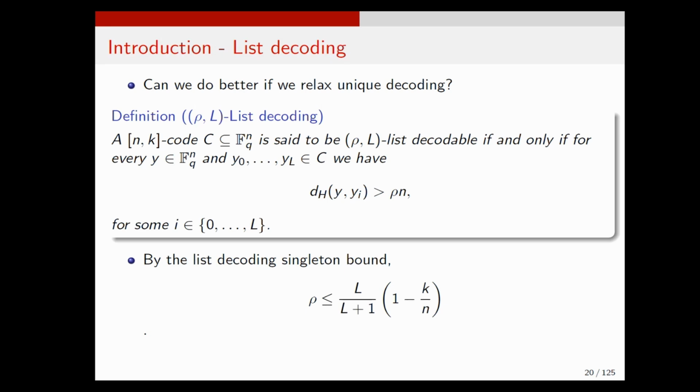And it turns out there is a list decoding Singleton bound. We will not be proving this, and it basically says that rho is upper bounded by L over L+1 times 1 minus k over n. Of course, when L is 1, we are just talking about unique decoding. And indeed, when L is 1, this bound says that the distance n rho is at most n minus k over 2, which is basically recovering our earlier Singleton bound. So we can uniquely decode up to n minus k over 2. We have this decoding, and we know that there is a better Singleton bound here.